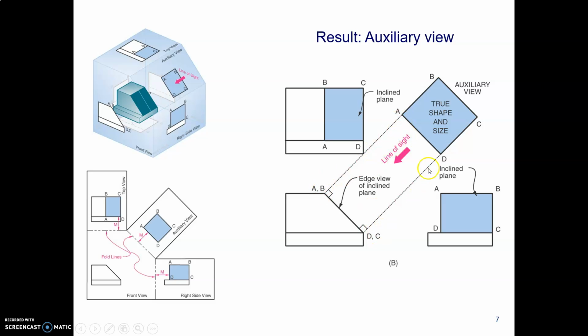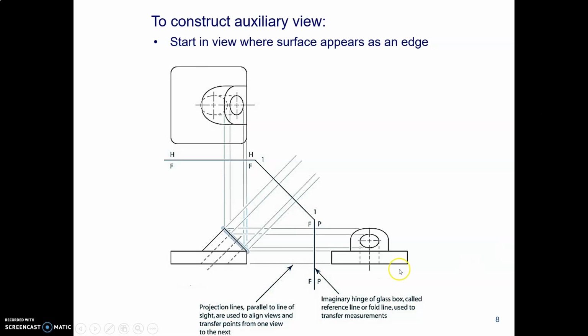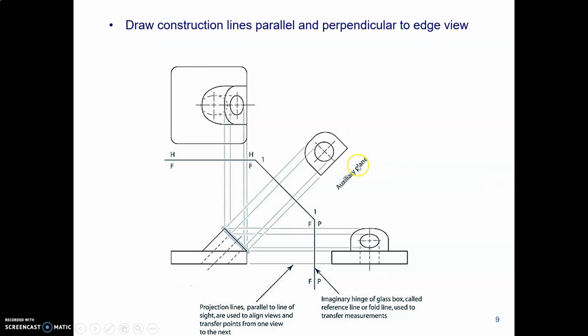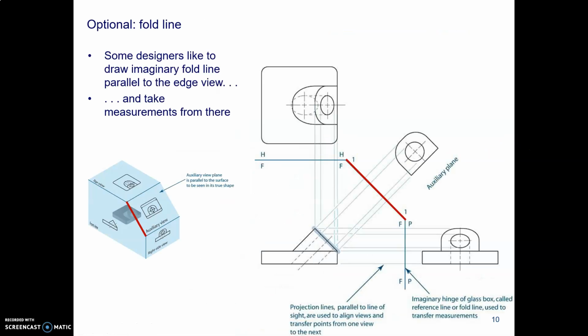So these lines are perpendicular and parallel with the edge view of that surface. So you start with the view where that surface appears as an edge. You draw lines perpendicular to that edge, and you draw other lines parallel to that edge, making them the right size for your feature that you're showing. Some, especially old-time drafters, like to think about a fold line and take measurements off a fold line.